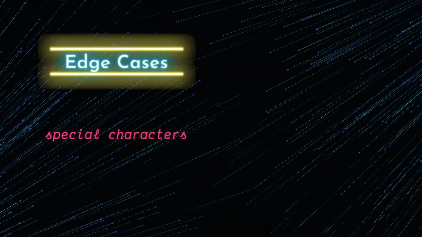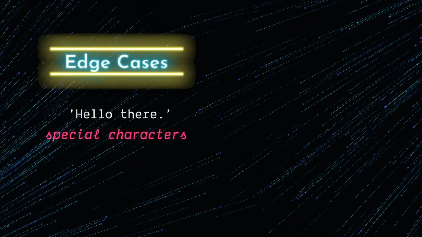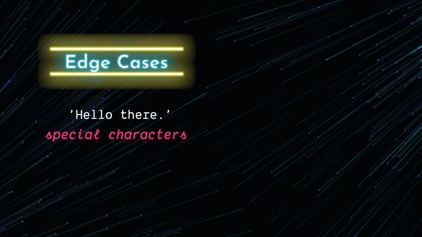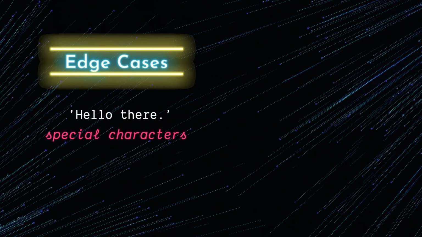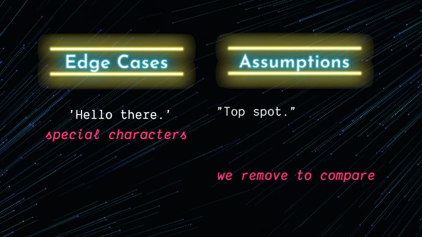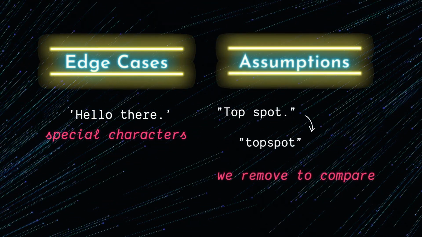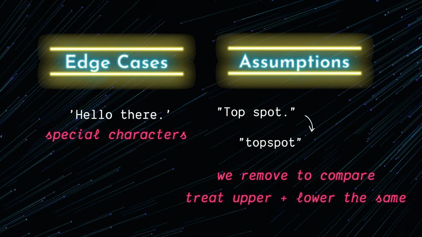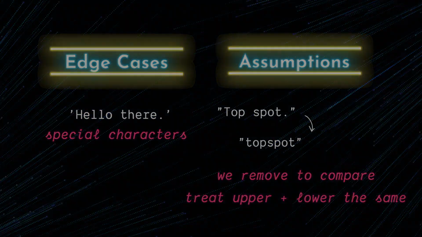This time, our string might have special characters such as spaces, punctuation, and similar. So we're going to have to be very careful and use a special technique to deal with that. Given this edge case, we will assume that we want to remove these special characters, as well as treat upper and lowercase letters as the same character.